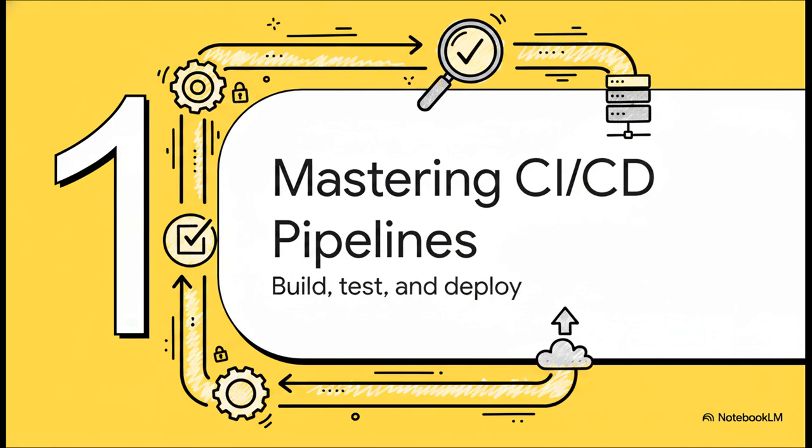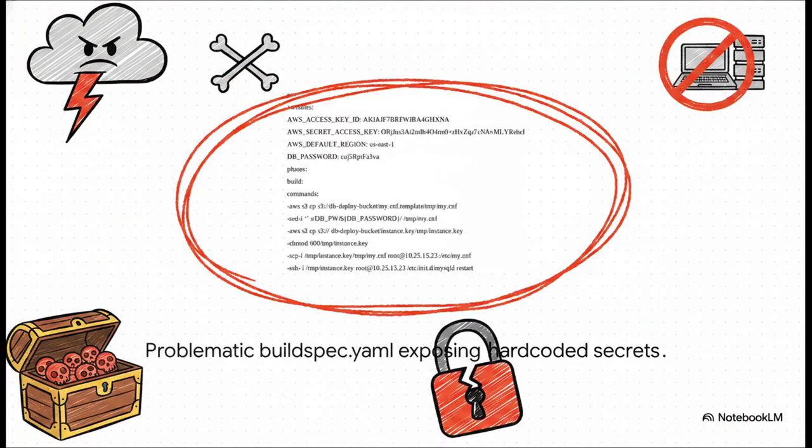This is all about how we build, test, and deploy code securely. So taking a look at the screen, we've got a Buildspec.yml file used in an AWS CodeBuild project. What's jumping out at you here? Oh man, this is a glaring security violation.